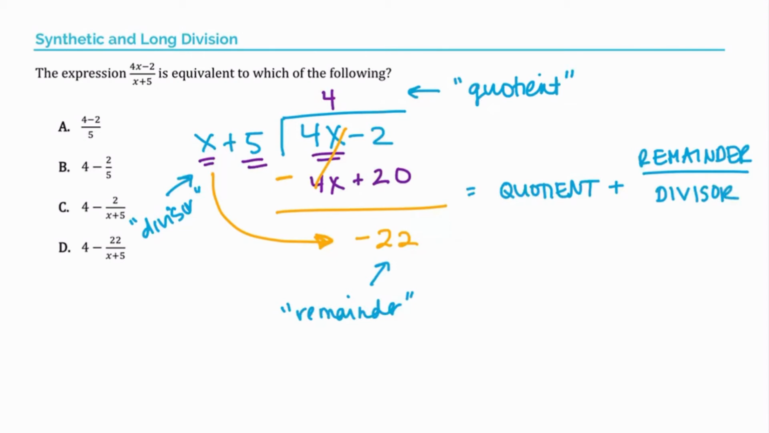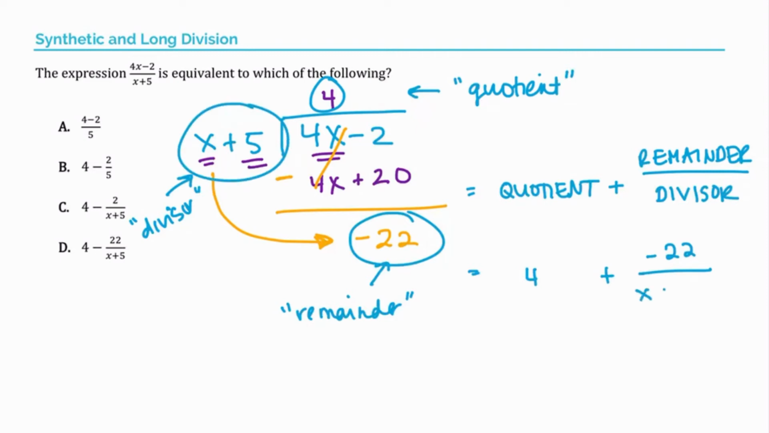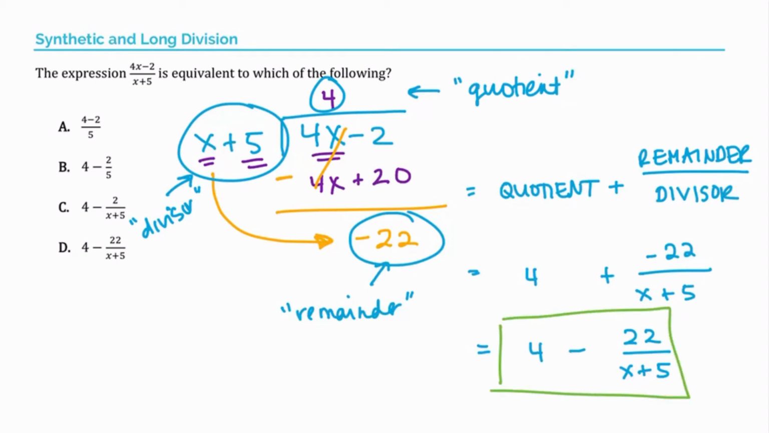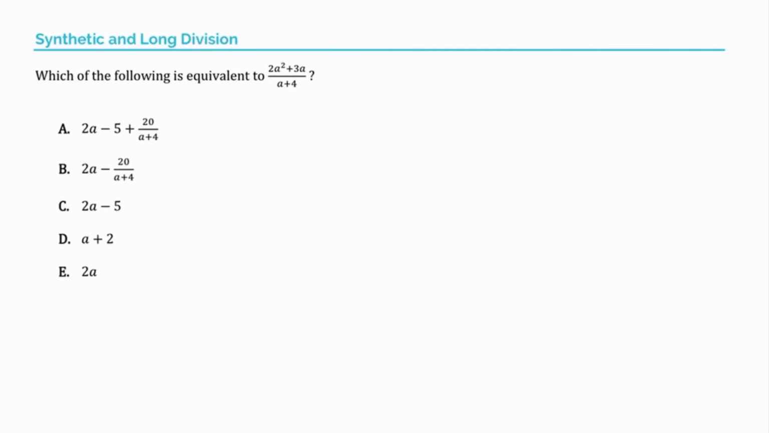So the correct answer here is going to be our quotient, which was 4, plus our remainder, negative 22, over our divisor, x plus 5. Last step is just to bring that negative out, because 4 plus negative 22 is the same thing as 4 minus 22 over x plus 5. So that is the correct answer to our question, which is option D, 4 minus 22 over x plus 5. So let's do another one.